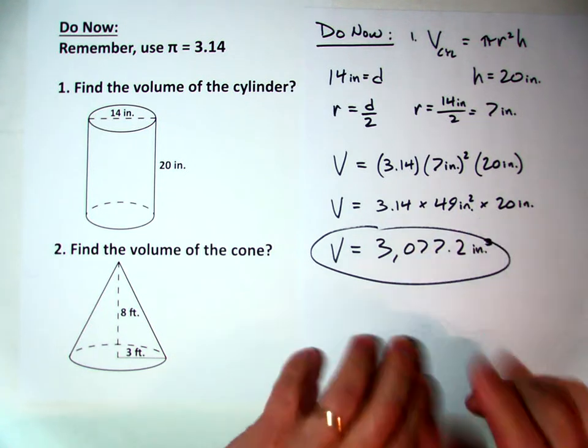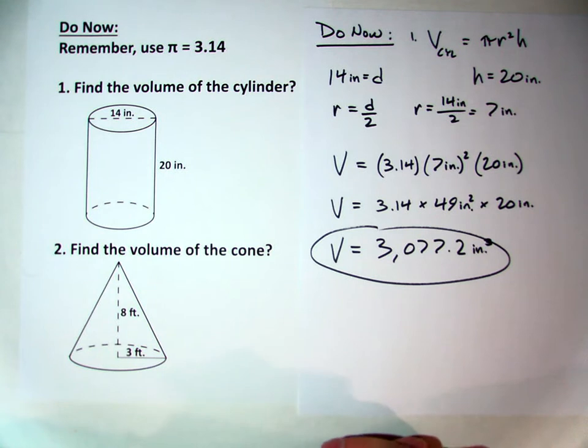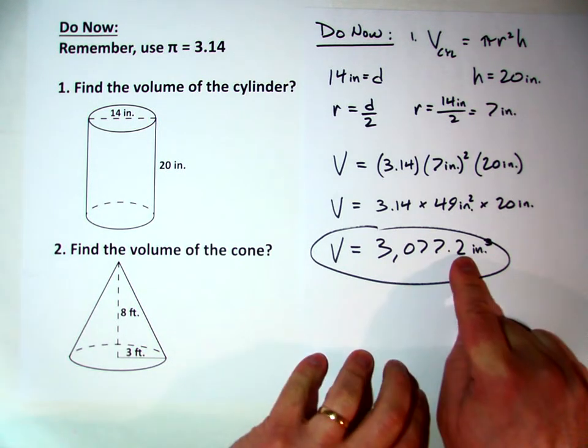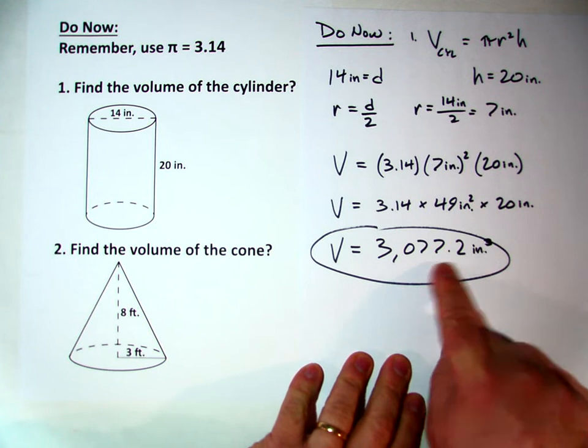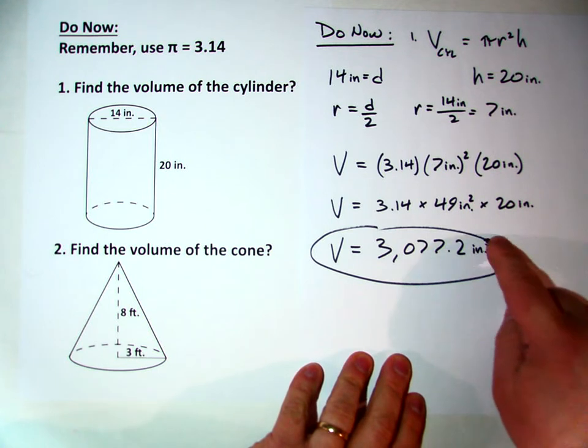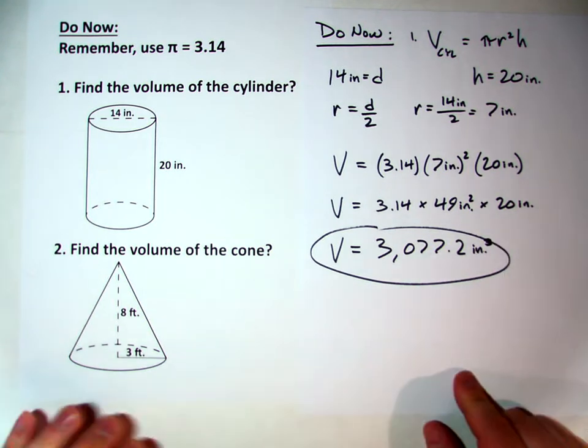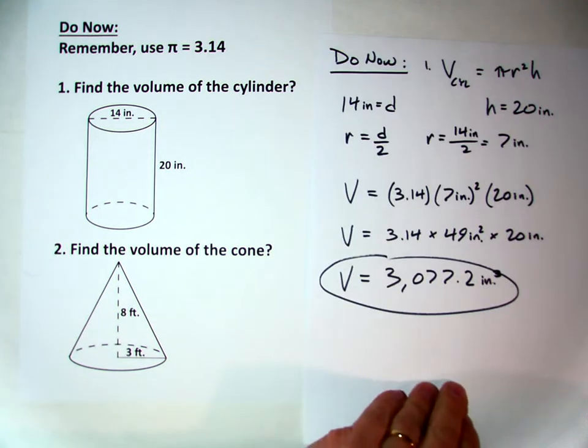we're going to round all our answers as we've been doing lately. For all our volume answers, we're going to round to the nearest tenth. So this answer should have been 3,077.2 inches cubed. Remember, pay attention to your units, that they're cubed. And hopefully you arrived at that answer.